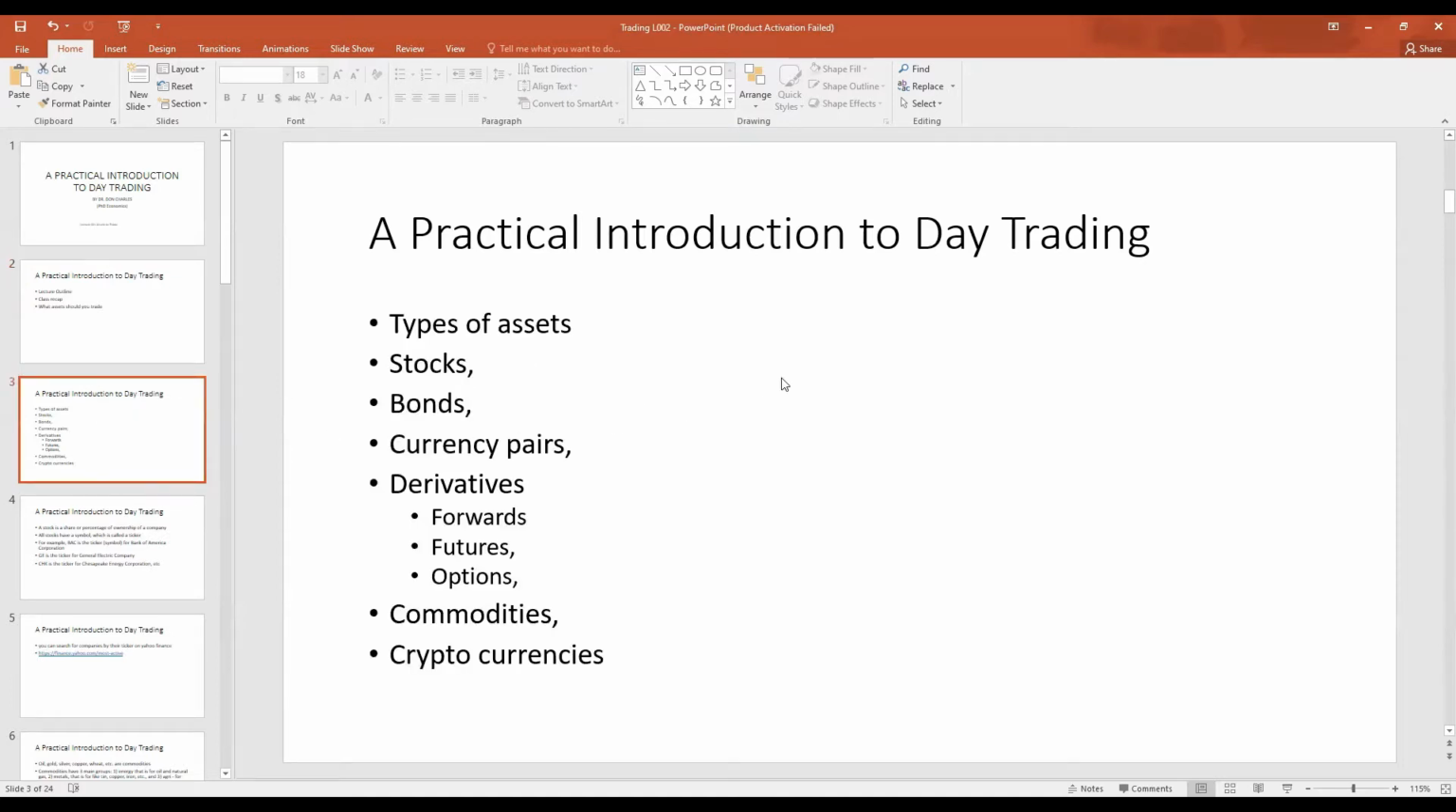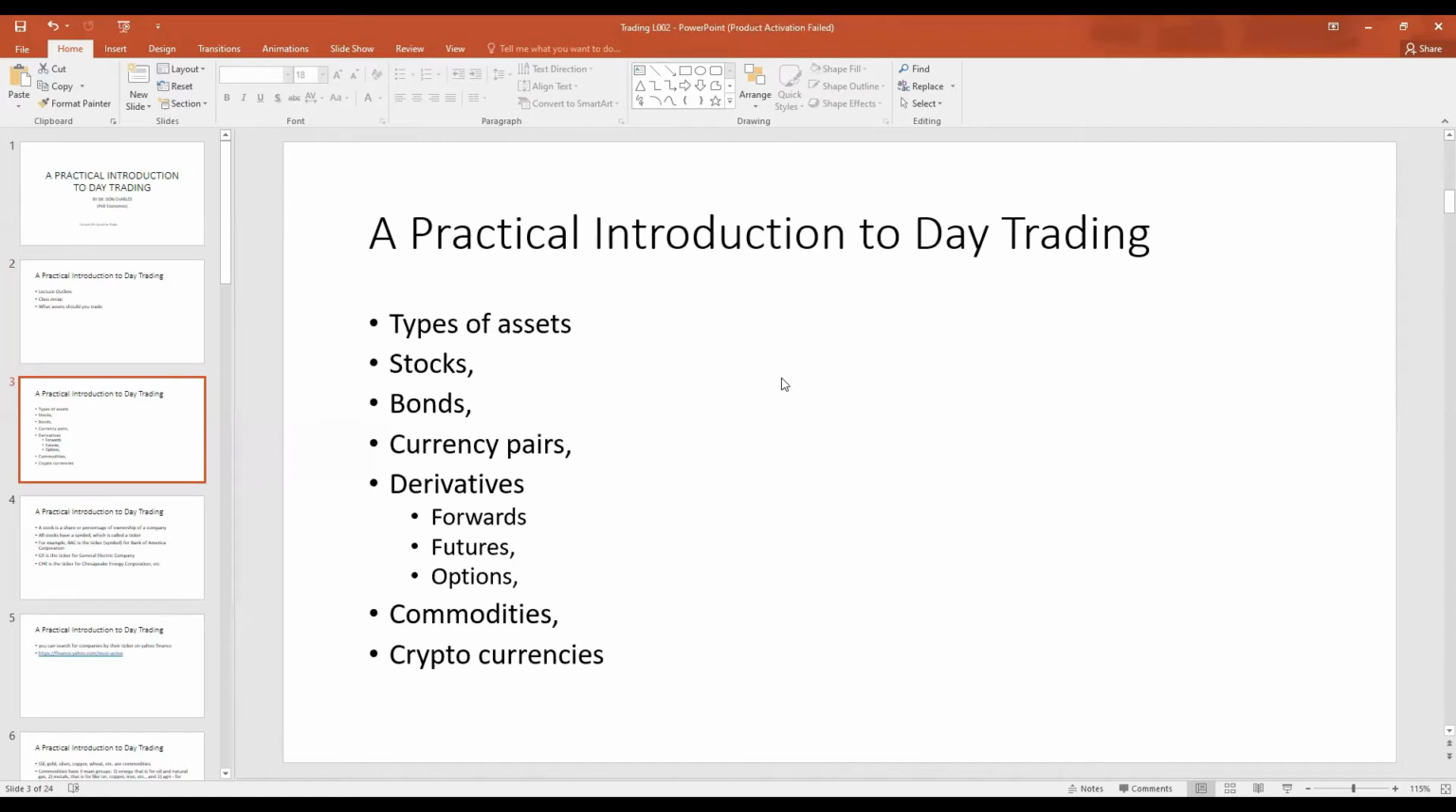So in the previous lecture, we started with assets. We made a distinction between physical assets and financial assets. We said that physical assets are assets that you can touch. For example, there's a house, there's a car. These are assets that you can touch. These are physical assets.